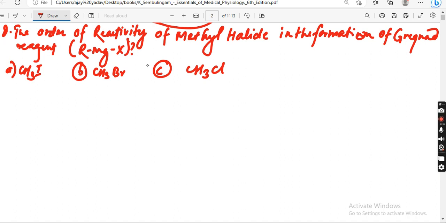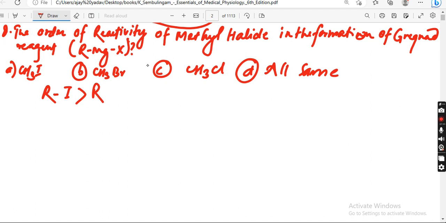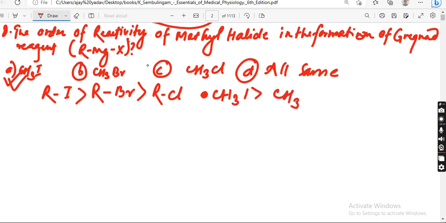Okay. So which of the following will be reacting faster? We know the reactivity of alkyl halides: RI is more reactive than RBr, and RBr is more reactive than RCl. So this reacts very fast with Mg. If we have to write the order, then CH3I, then CH3Br, and then CH3Cl. This is the order.